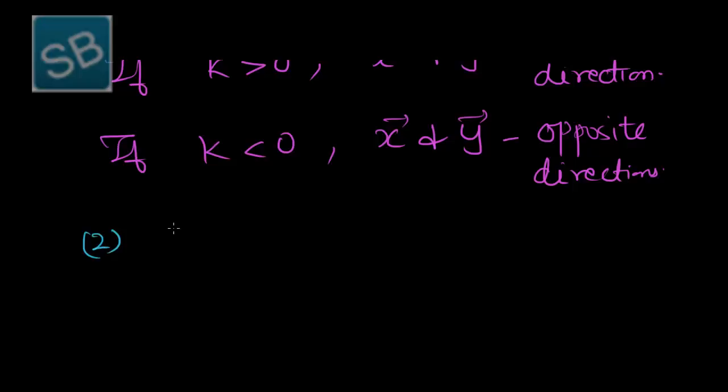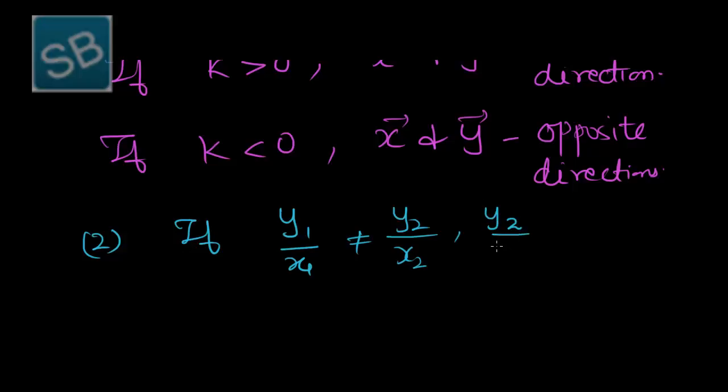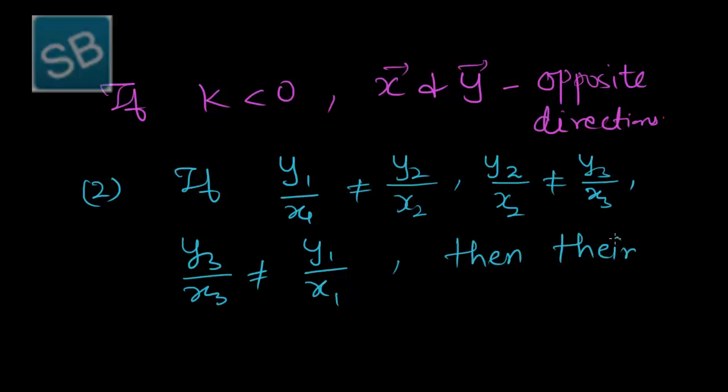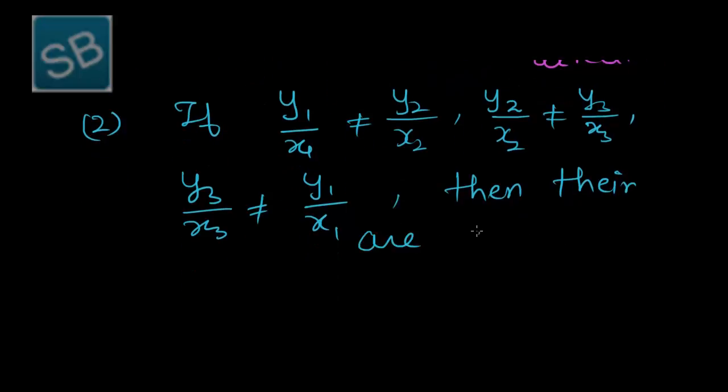Now the second condition is, if the ratio of the first two components, that is y1 over x1, is not equal to y2 over x2, and the ratio of the last two components, y2 over x2, is not equal to y3 over x3, and the ratio of the last and first components is also not equal, that is, no two component ratios are equal, then their directions are different. That is, x and y have different direction.